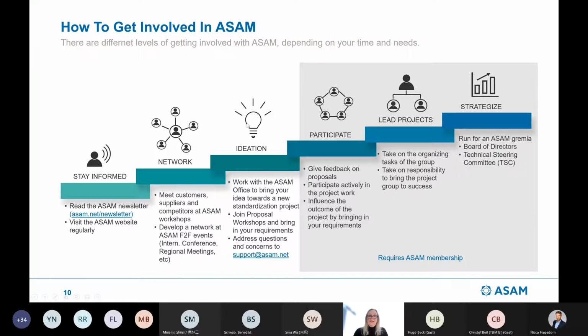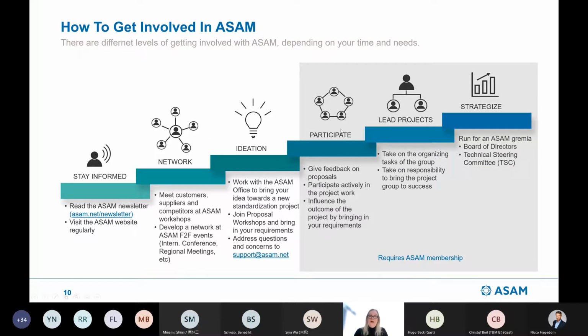Next point, ideation. You do not have to be an ASAM member to bring up an idea and come with a proposal to ASAM. We will try to find other companies who have the same problem, who have the same challenges, and who might be interested in joining this initiative.